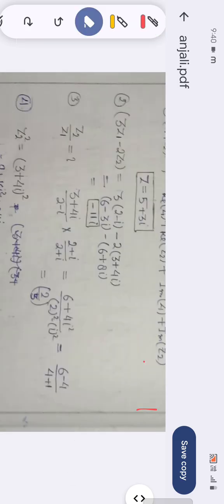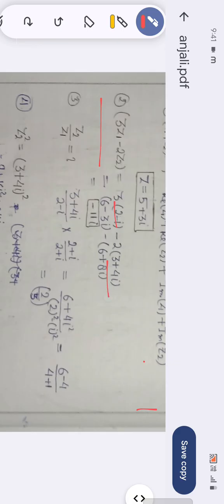Similarly, the subtraction of two complex numbers, for example 3z1 minus 2z2, where z1 and z2 are two complex numbers. Then, for example, the first complex number is 2 minus i and the second complex number is 3 plus 4i.